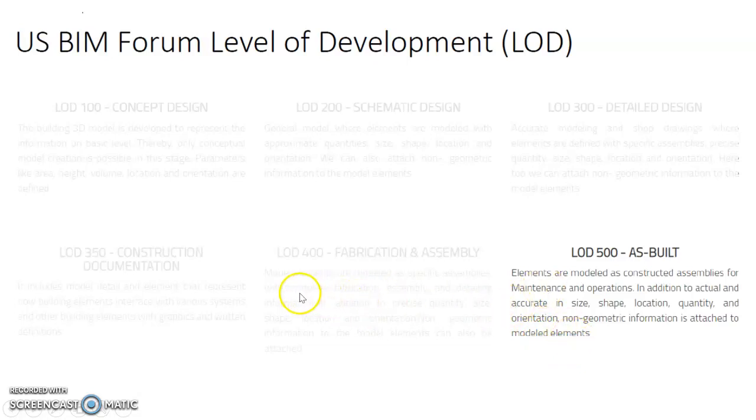So that is the US standard in terms of the amount of detail that you put into a BIM model. They have LOD 100 to 200 to 300 to 350 to 400 and finally to 500, six levels of detail in a sense. The UK system is a little bit different, which we'll also talk about next.